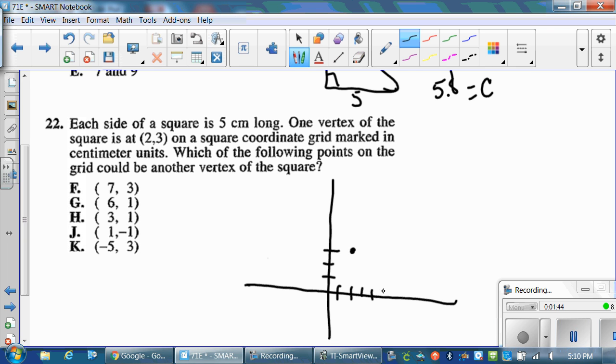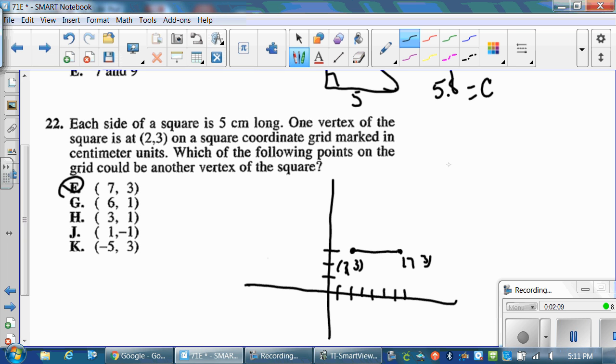Well, think about this. The first choice is 7, 3. If you're going from 2, 3 to 7, 3, that's pretty easy. That is 5 right there. If I went to 6, 1, it wouldn't be. I'd have to do the distance formula there. But as long as they're going vertically or horizontally, you can just make sure that the distance between the x's is 5 because the y's aren't changing.